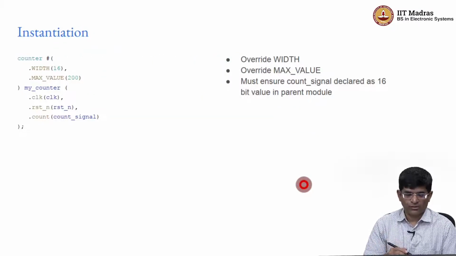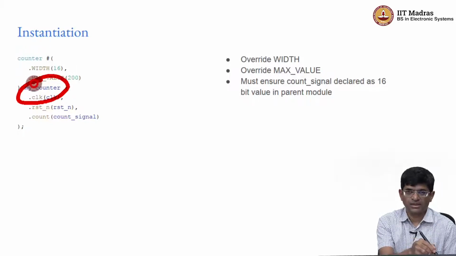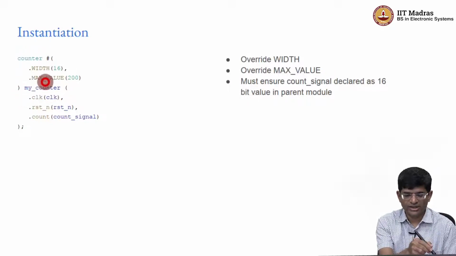This is an example of what that instantiation looks like. I would basically give the type of block that I am trying to instantiate, which is the counter. I give it a name, my underscore counter. If this was in a test bench, it would probably be called DUT, but over here it is not inside a test bench. I am actually just instantiating this probably in some other Verilog block.